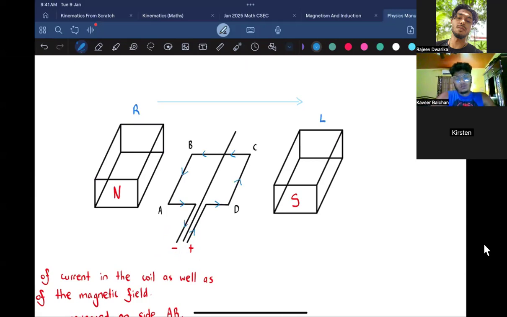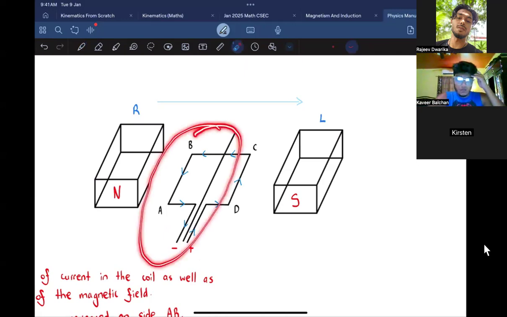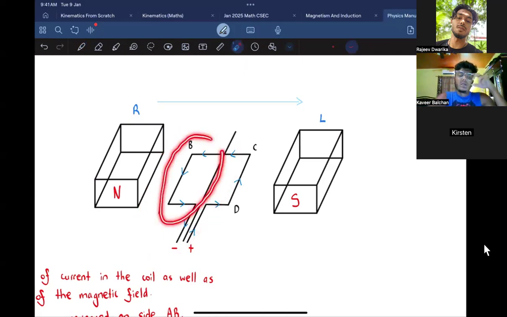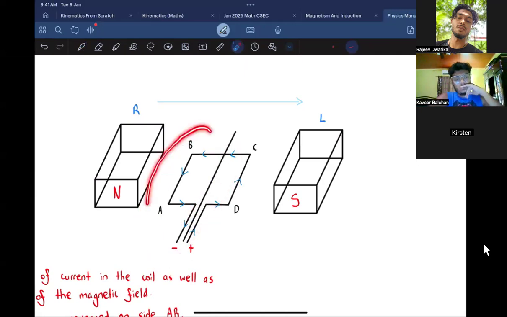All right, so Kirsten, pay close attention to this. Justin, I want you to explain this side to her. So the current in this side, Kirsten, do you think the current in this side is coming out of the paper or going in? Look at the direction of the current. Coming out. It's coming out.